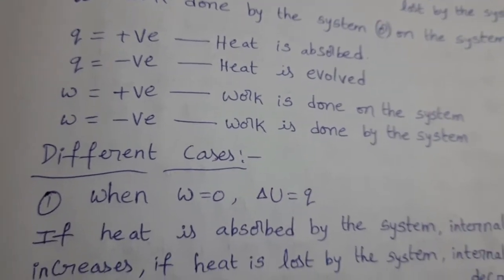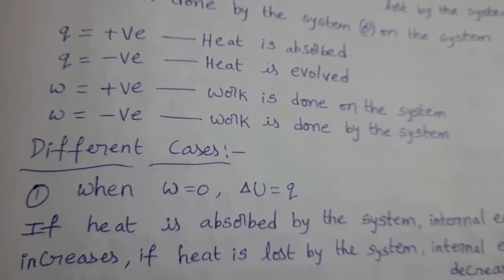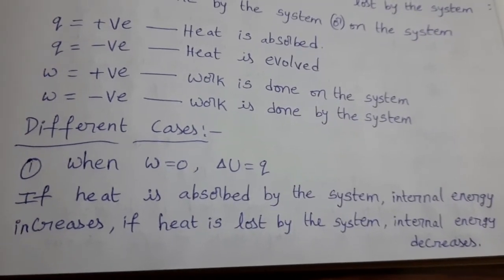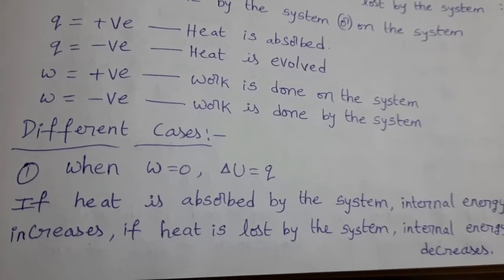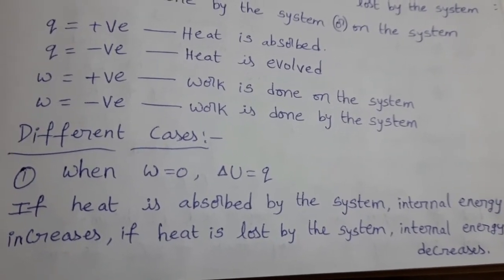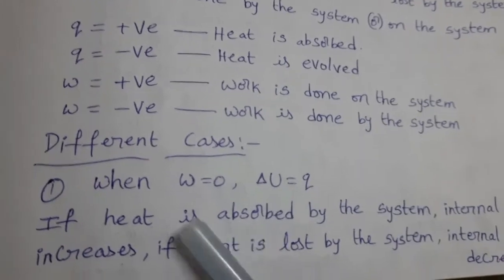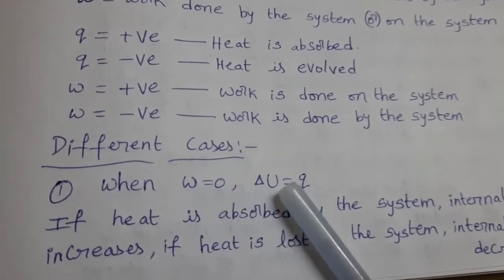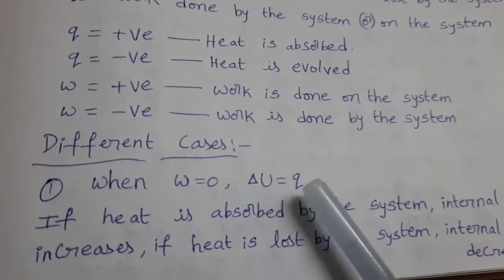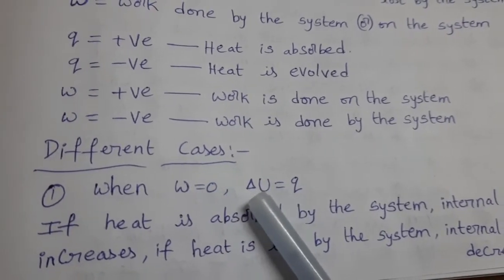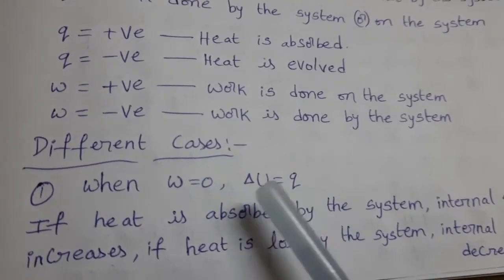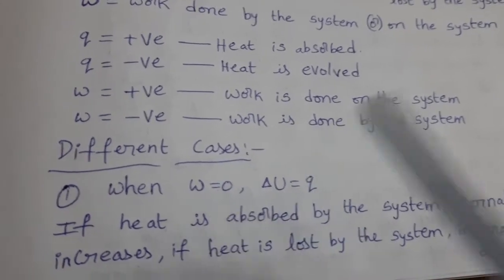That means if heat is absorbed by the system, internal energy increases. If heat is lost by the system, internal energy decreases. Say this, here W becomes 0, change in internal energy is equal to heat. Suppose heat is absorbed, delta U value increases. Heat is released, delta U value decreases.